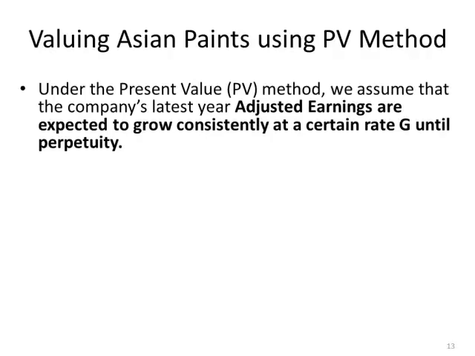So now we want to think about how we would value Asian Paints, since we've decided that the present value method is the most appropriate for this company. Under the PV method, we assume that the company's latest year adjusted earnings are expected to grow consistently at a certain rate G until perpetuity. That means we assume that the company will grow at a fixed rate G into the indefinite future.